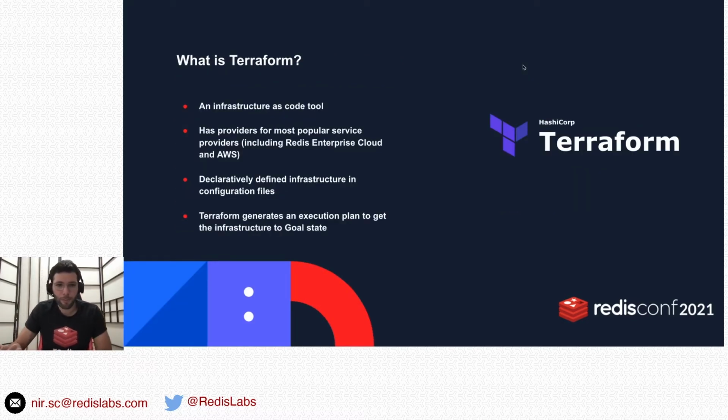What is Terraform? So infrastructure as code is a concept. Terraform is a tool that implements this concept. There are many tools. What's great about Terraform is that it has multiple providers, many providers of all the popular infrastructure services that you work with, including Redis Enterprise Cloud and AWS, and you can mix and match those providers in the same configuration file. So you can have your whole application from across different providers in the same configuration file.